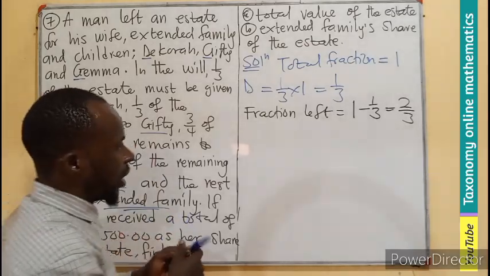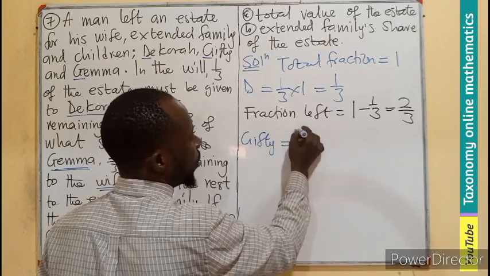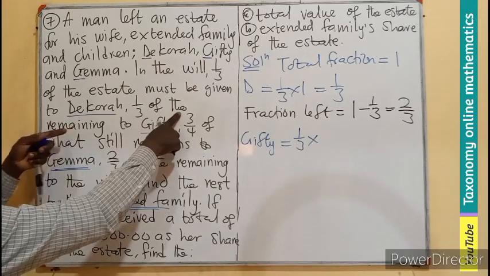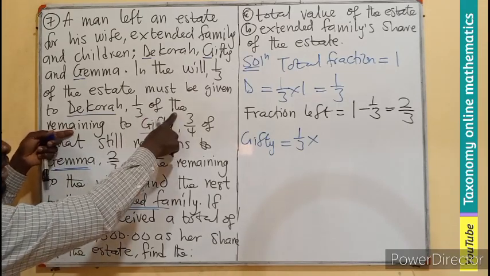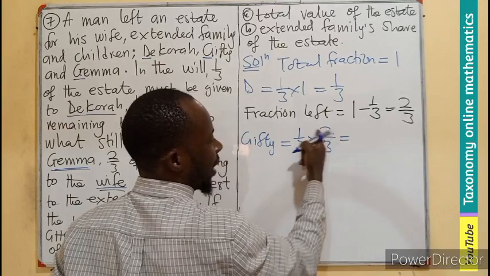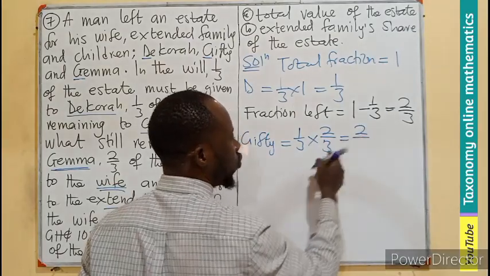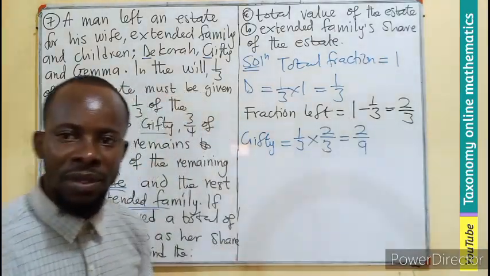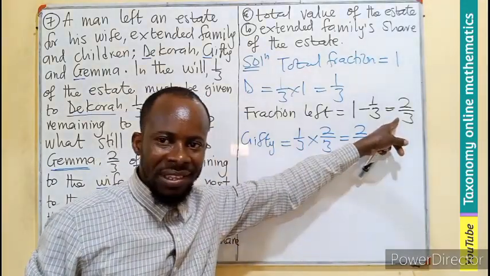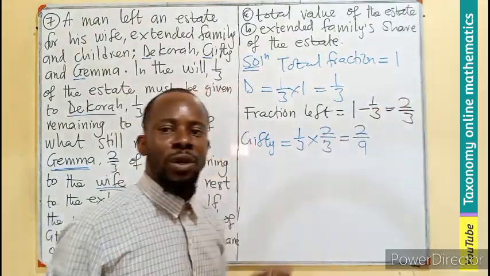Gifty. So now let's take Gifty. We'll be taking 1/3 of the remaining, multiplication. So the remaining is still going to be 2/3. And since we don't have any common factor, we just multiply the numerators to get 2 and 9. This is what Gifty is taking out of this. This is what is left. So Gifty is taking 2/9 from 2/3.